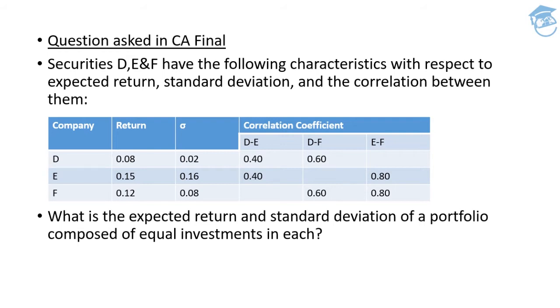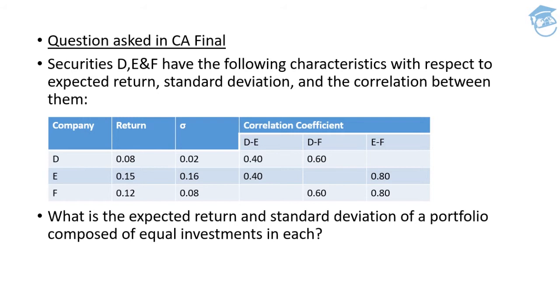This question has provided us a table, which I have divided into relevant columns: company, return, deviation, and the correlation coefficient, split into three columns: between D and E securities, between D and F, and finally between E and F. What is the expected return and standard deviation of the portfolio composed of equal investments in each? The question is pretty simple. We have been provided the returns: 0.08, then 15%, and then 12% for securities D, E, and F. The standard deviation has also been provided: 0.02 for company D, 0.16 for company E, and 0.08 for company F.